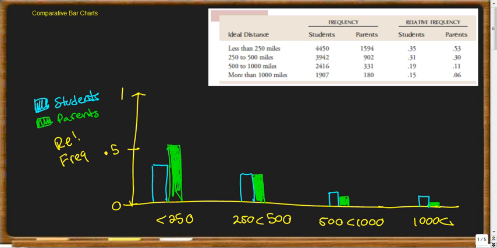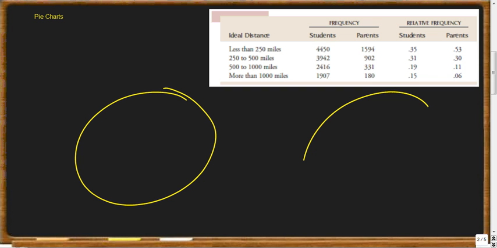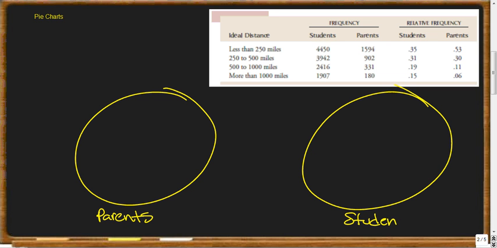And again, it's very, very important to use the relative frequencies to do this. Most of the time they'll be given to you. If they're not, then you'll have to find them on your own. If we do the same thing with pie charts, we don't really do a comparative pie chart. We just make two. So we'll have our parents and students, and we're just going to label them with different colors.